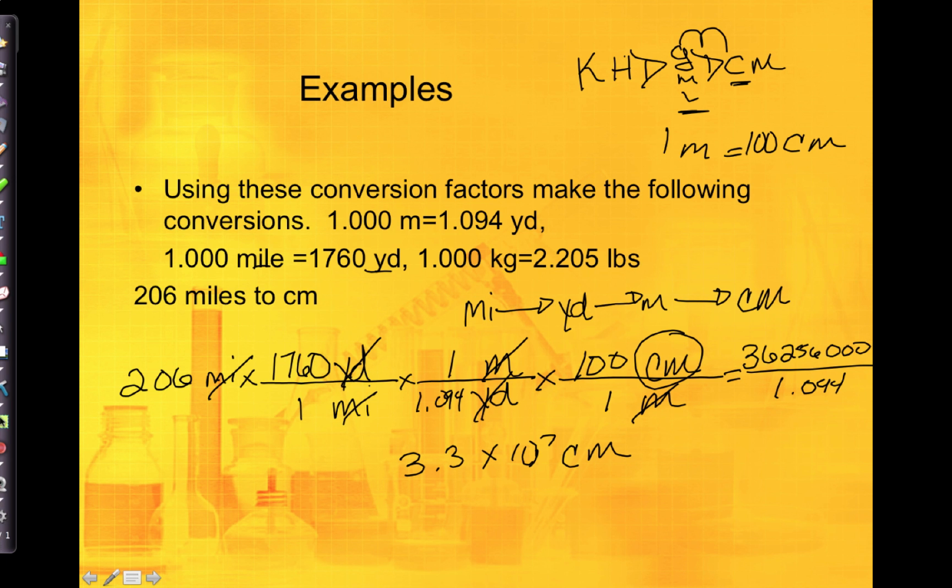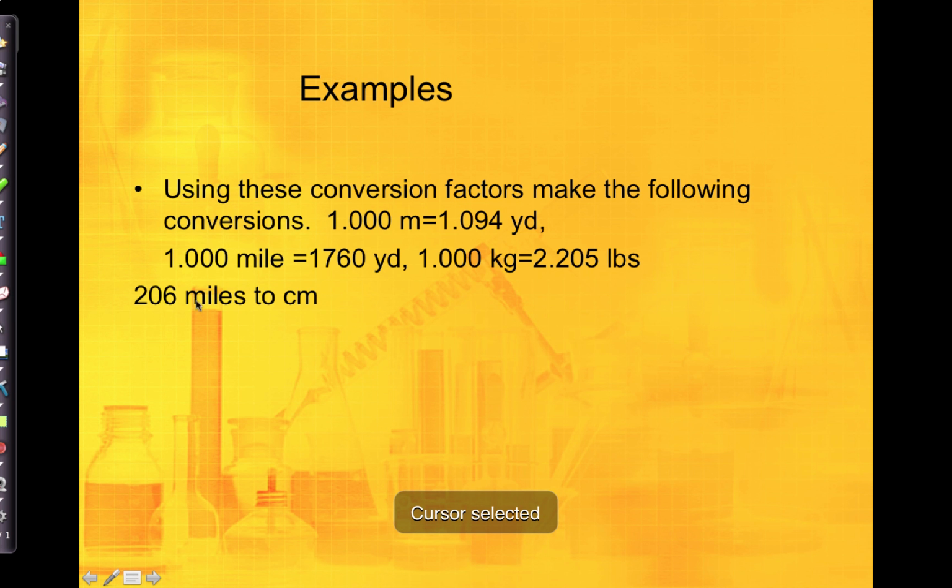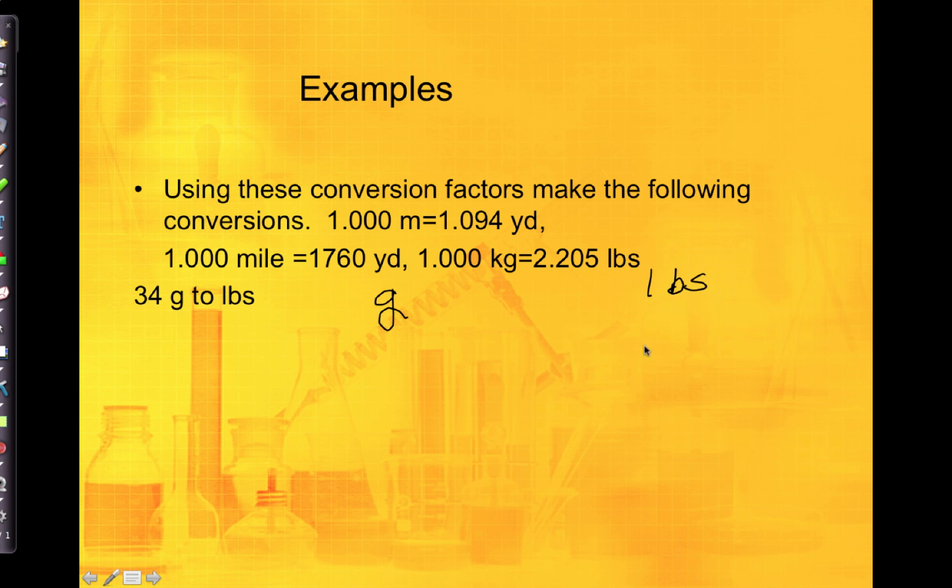Okay, so let's do one more. 34 grams to pounds. We are going between grams and pounds, starting with grams, and I want to know how many pounds. I look for a conversion factor between grams and pounds. There isn't one. In fact, grams is not on here at all. I do have something with a gram in it, a kilogram. So I'm going to go between grams and kilograms, and once I have the kilograms, I can go to pounds.